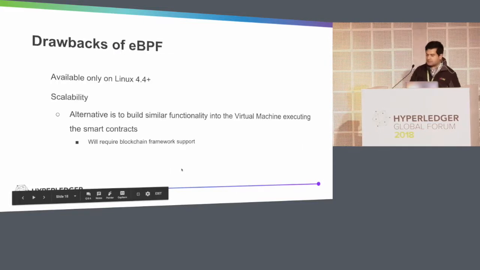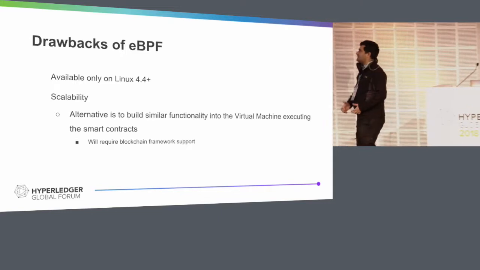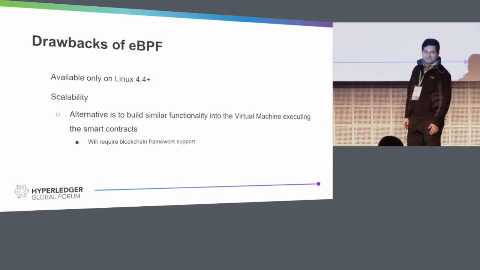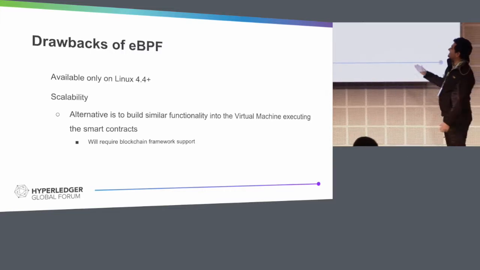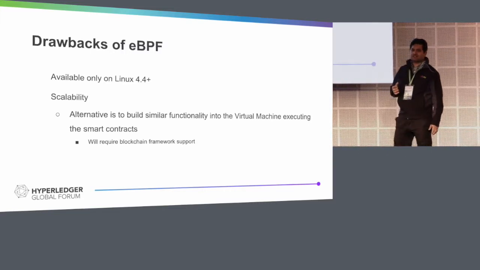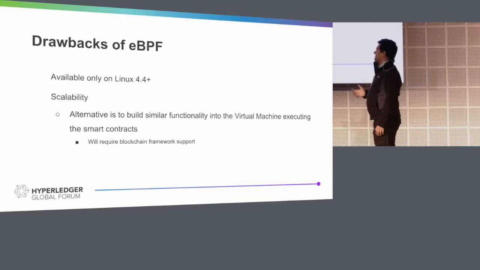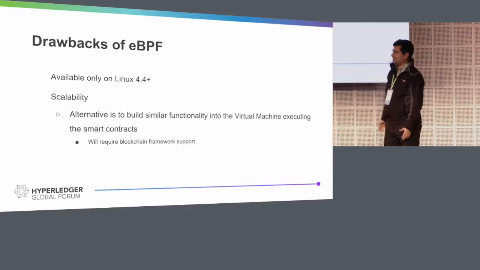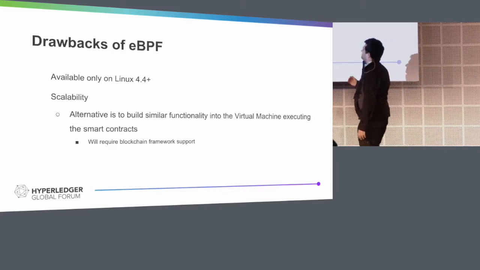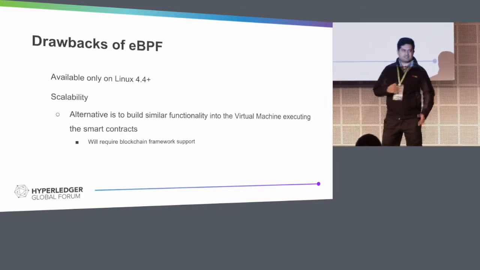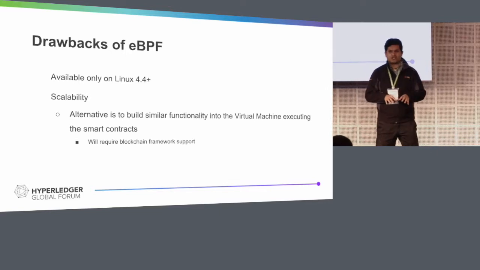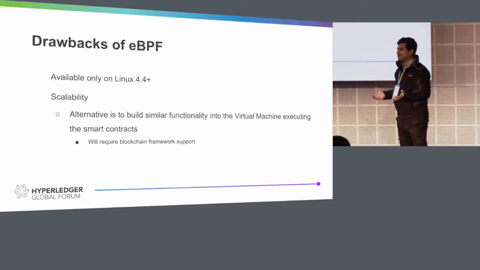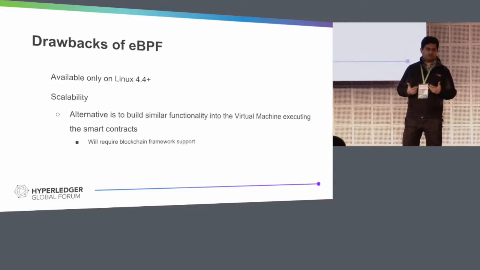So now we've seen eBPF, but obviously there are going to be drawbacks to anything. What are the drawbacks of eBPF? These are more like current day drawbacks. The first thing is it's available only on Linux 4.4 kernels and beyond. So any older kernel or non-Linux, you don't really have this functionality. So what do you do? An alternative is to build this functionality into your virtual machine itself that runs your smart contracts. Now, Fabric doesn't do that, but Ethereum VM exists, and you can actually pull something like that.